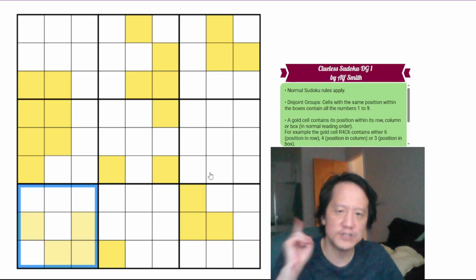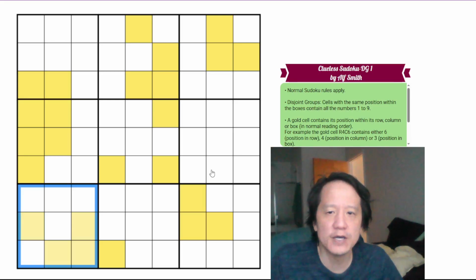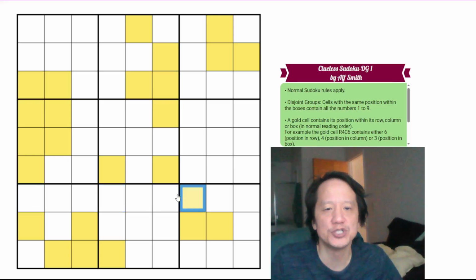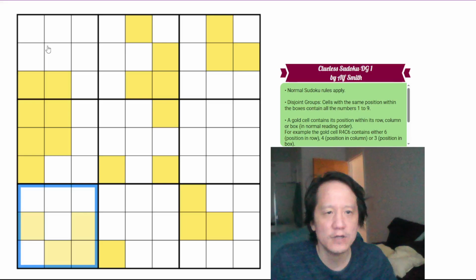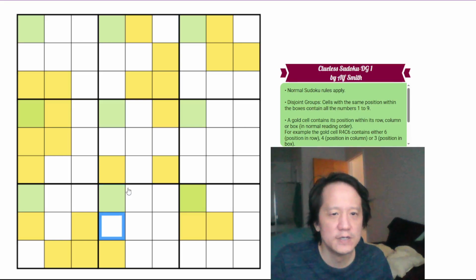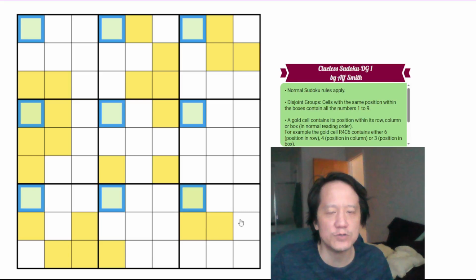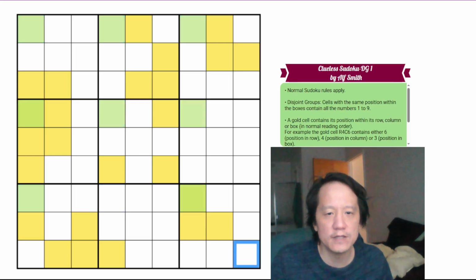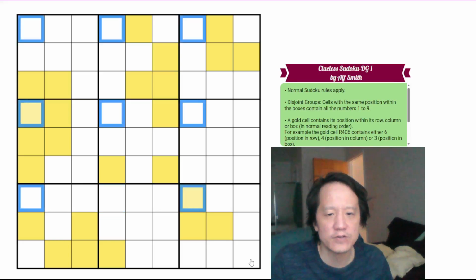We also have disjoint groups, where cells with the same position within a box contain all the numbers of 1 to 9, which means you cannot have repeats in any of the cells in the same position in their box, respectively. So in these 9 cells here, there cannot be repeats. Oh, in this one too. So in those 9 cells, you cannot have repeats. In these, we'll get there eventually.